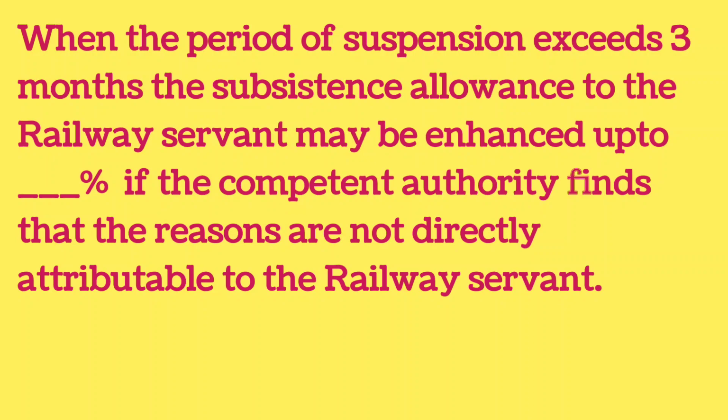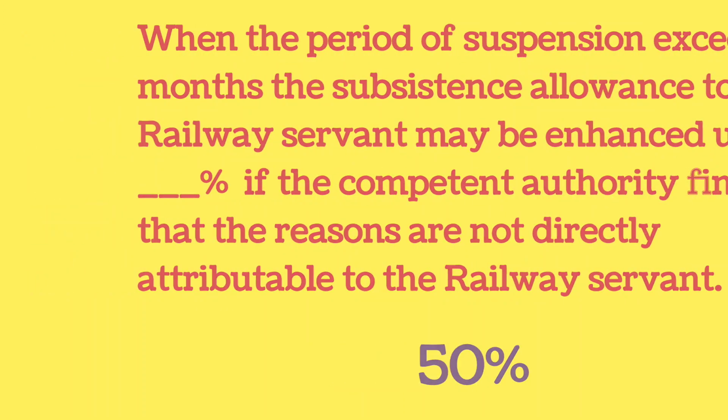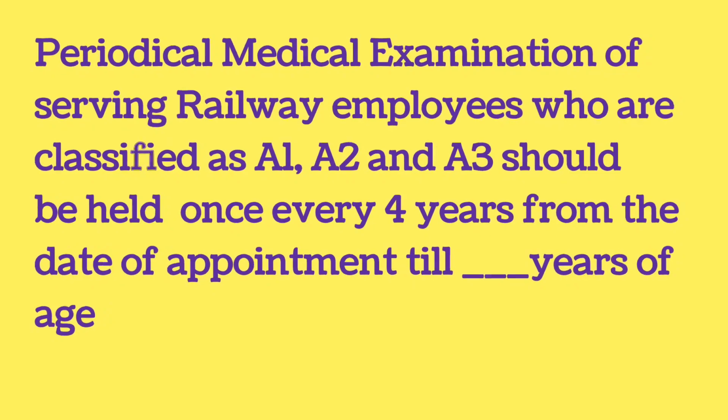When the period of suspension exceeds 3 months, the subsistence allowance to the railway servant may be enhanced up to dash %, if the competent authority finds that the reasons are not directly attributable to the railway servant. In such a case, 50% enhancement. It should be enhanced up to 50%.